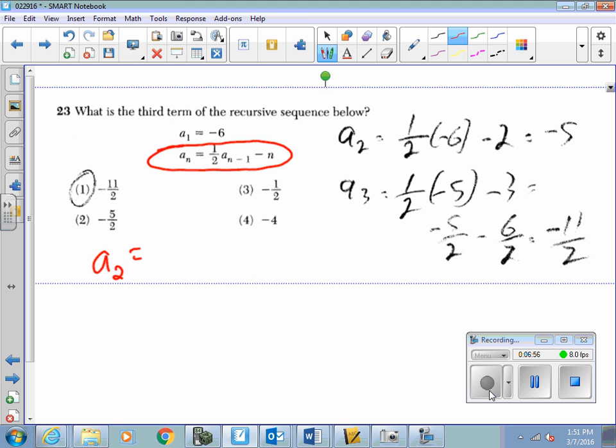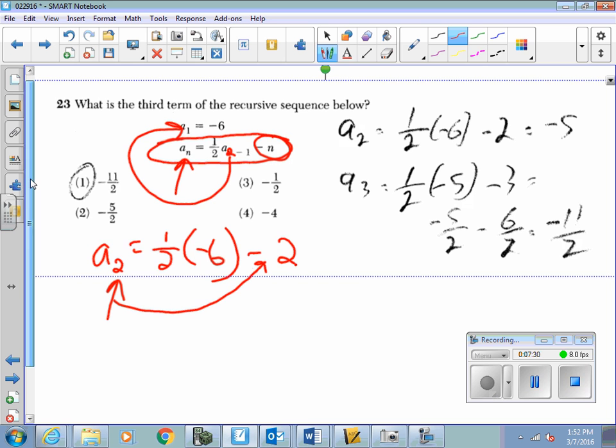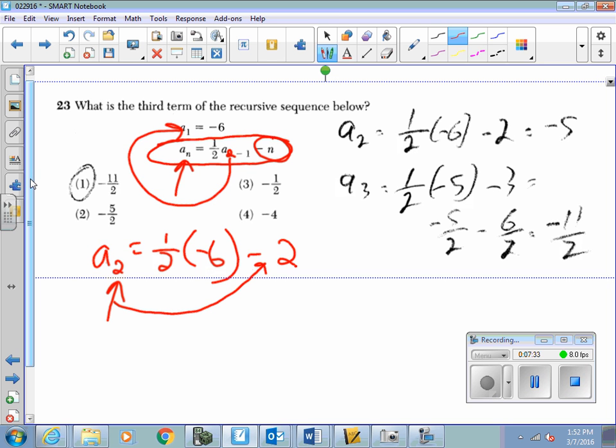So a sub 2 is going to equal 1/2 a sub 2 minus 1. So if I'm looking for the second term, you have to take 1/2 of a sub 2 minus 1, which is going back to the first term, because a sub 2 minus 1 is really a sub 1, which is -6. And then minus the term you're looking for here, which in this case we're looking for the second term, so this is going to be -2. And that's why the person who did this has this right here to find the second term right here.